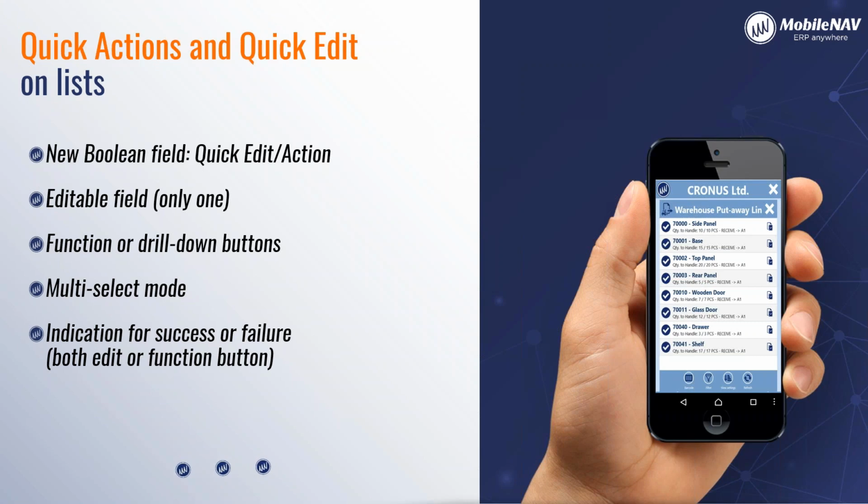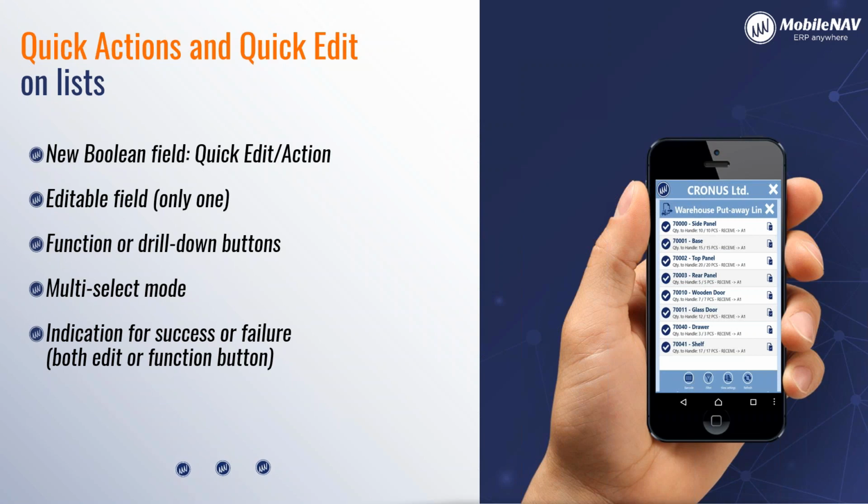extra possibilities. For the quick edit feature, you can enable one editable field. That's a restriction: you can only highlight or enable one editable field for quick edit. For quick action, you can have multiple ones, so there is no restriction like that. You can have as many as you wish. You can also select drill down buttons or function buttons.